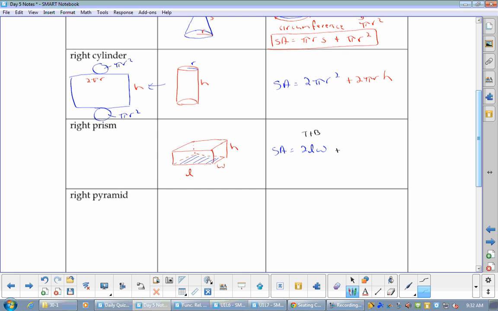Plus, let's do the front and back, because the front and back should be the same. So how would I find the front? Length times height. And since we have the front and the back, we're going to go 2 times length times height. And the last thing we have is the two sides. So two sides, and that would be 2 times width times height, plus 2 width times height.